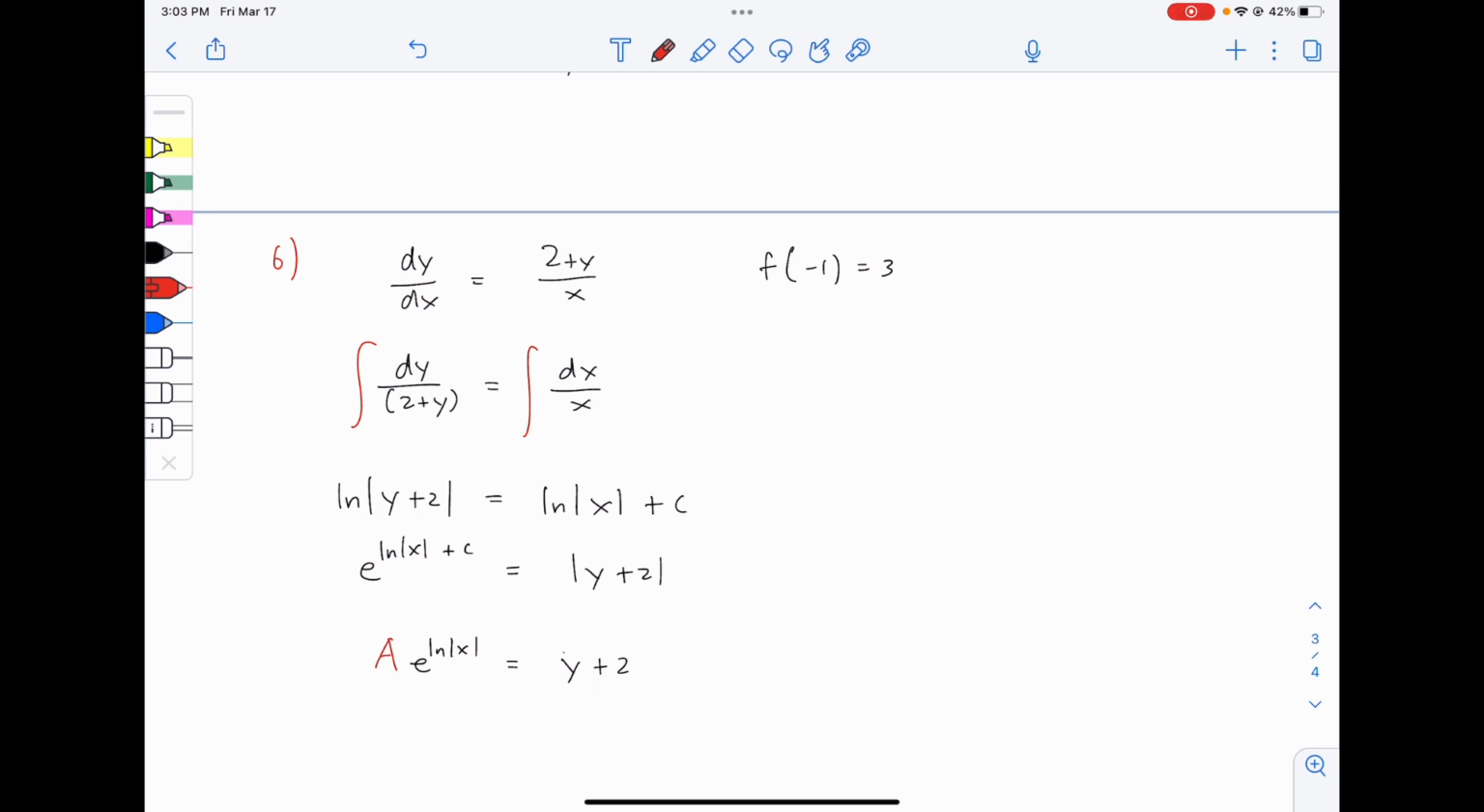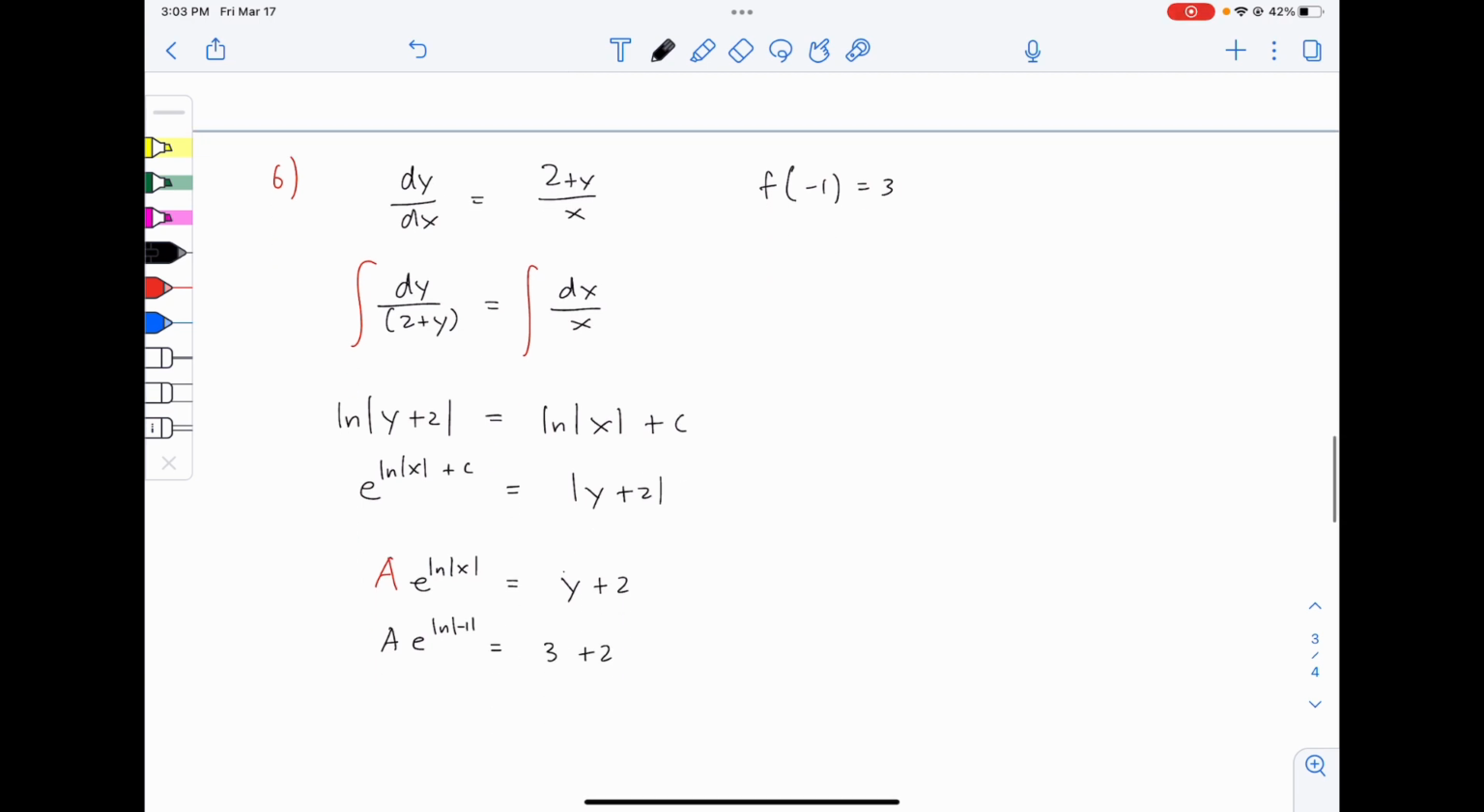Now, if I plug in -1, I get 3. So a of e to the ln of -1 is equal to 3 plus 2. The absolute value of -1 is 1. Ln of 1 is 0. So a to the 0 is just a. A is equal to 5.